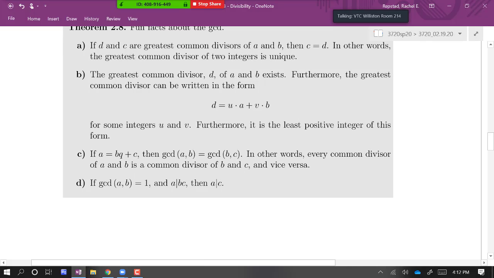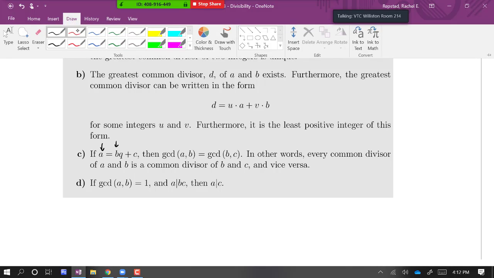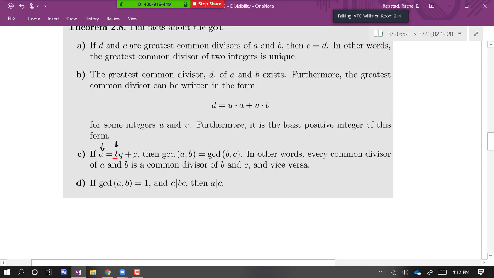All right, part C. If a equals bq plus c, then the greatest common divisor. Oh yeah, okay. So if I've used this division algorithm, and in fact, it doesn't necessarily have to be the division algorithm because they're not telling us that c has to be strictly less than b. But the greatest common divisor of a and b is equal to the greatest common divisor of b and c.